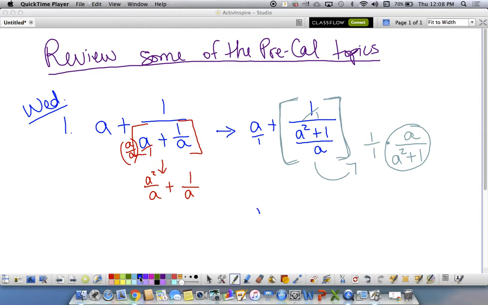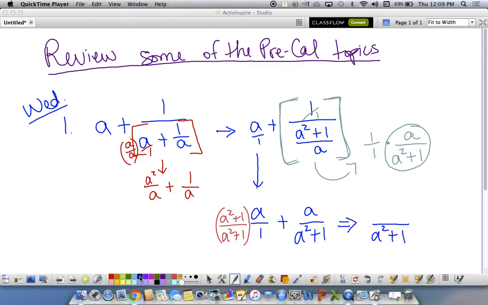So here we go. I'm going to rewrite. I have A over 1, I'm just taking that down, plus A over A squared plus 1. I have 2 fractions. They're both simple fractions, but they don't have common denominators. This one is just a 1, so this 1 needs to become whatever the other one is. So I need to multiply by A squared plus 1 over A squared plus 1, so that my denominator will be A squared plus 1. I'm just taking that denominator because I know it's going to be there.